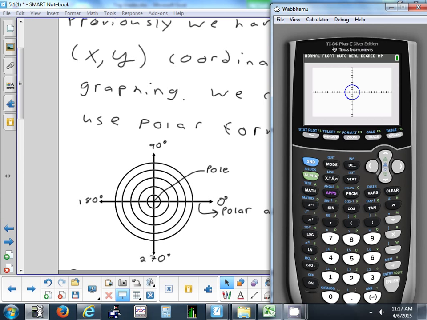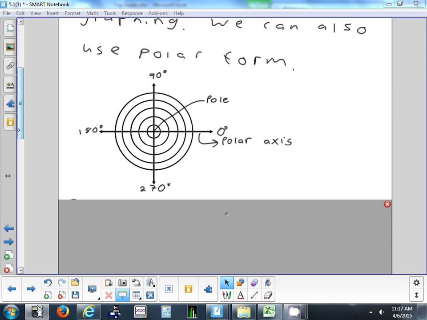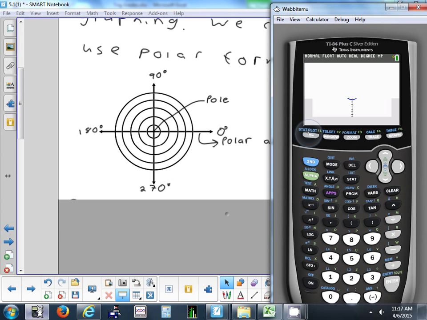All right, so we're going to look at some more with polar. Actually, another kind of neat thing you can do in polar. You can graph a spiral. Let me zoom out a little bit so you see it.